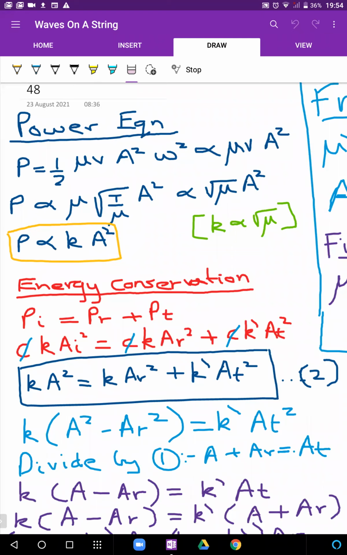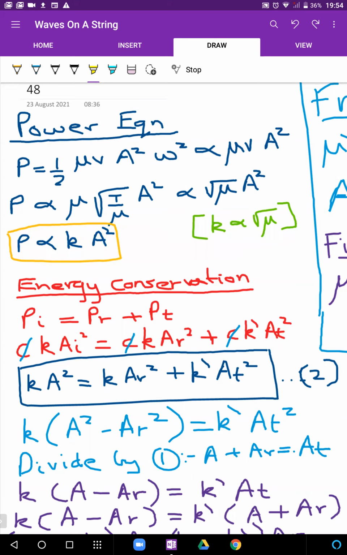They come as theoretical questions. Which of the following is true? ऐसा question आता है. P I, P R, P T के बीच में, A I, A T, A R के बीच में. So that way the derivation is important. Conceptually it's important. तुम्हें exact maths workout करने का जरूरत नहीं पड़ेगा. You can remember the result. Then ये भी जो मैंने बोला, tension fix रहता है, omega fix रहता है. K कैसे root mu के proportional आता है, power कैसे k A square के proportional आता है. Those things are important.